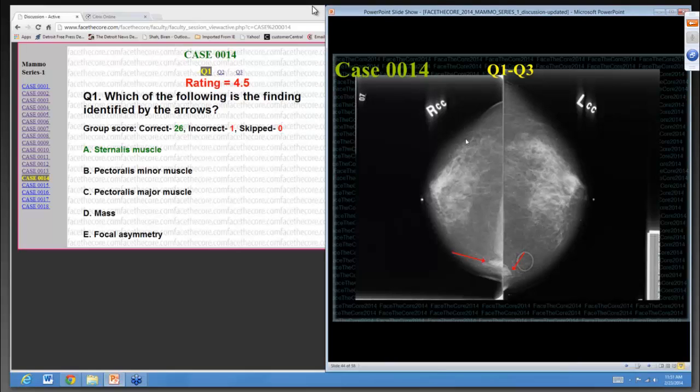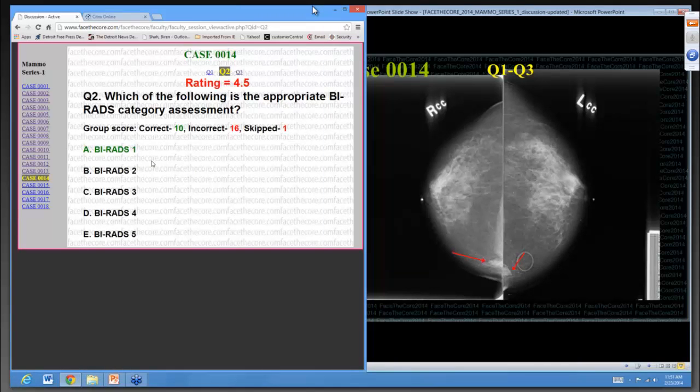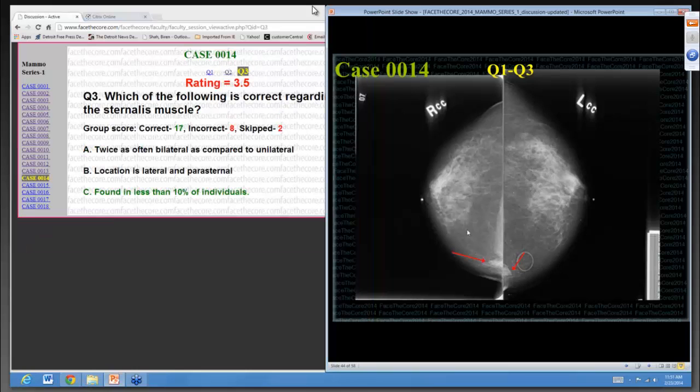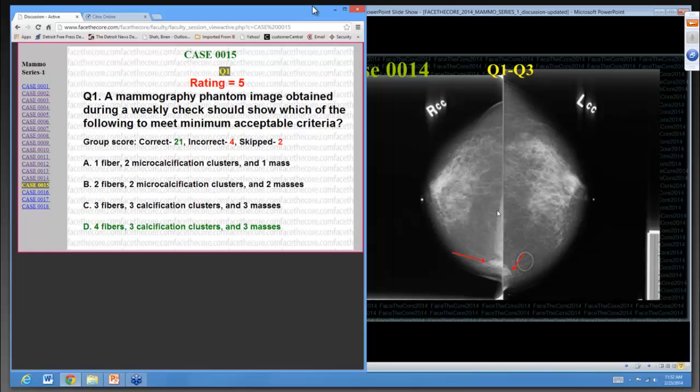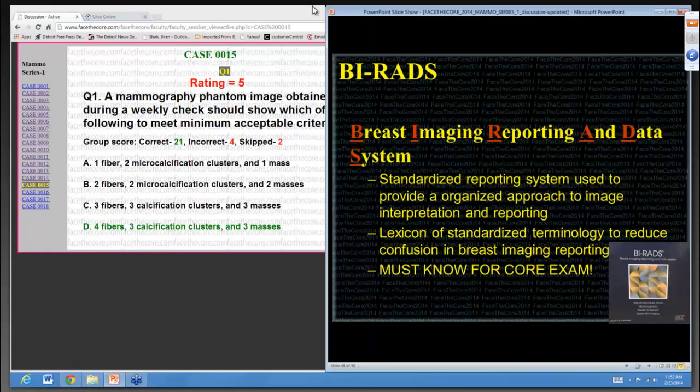And so the appropriate BI-RADS category assessment one would give is that of a BI-RADS 1. Which of the following is correct regarding the sternalis muscle? It is found in less than 10% of individuals, and it's often unilateral as compared to bilateral, and really just can't be seen on lateral or MLO views. Go to case 15, because I already stressed the importance.